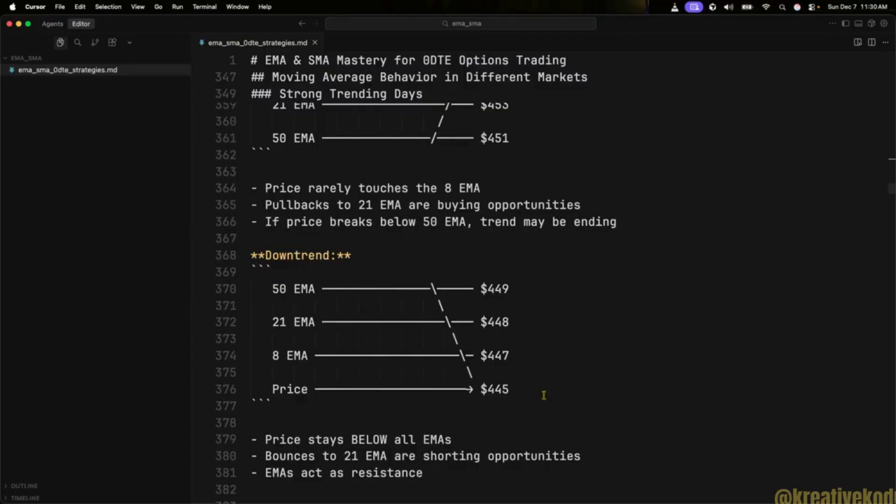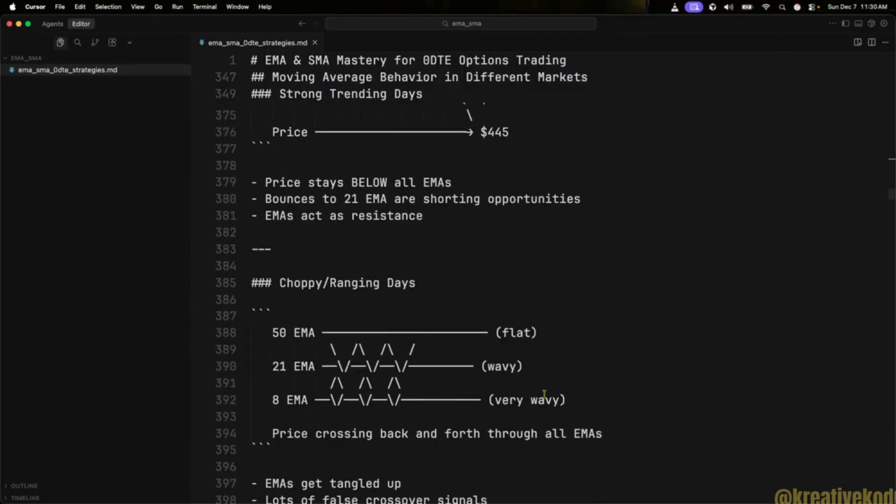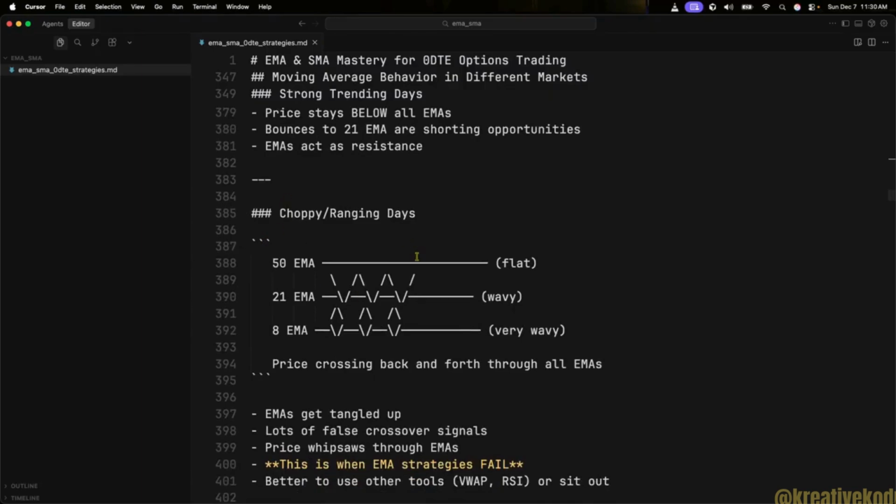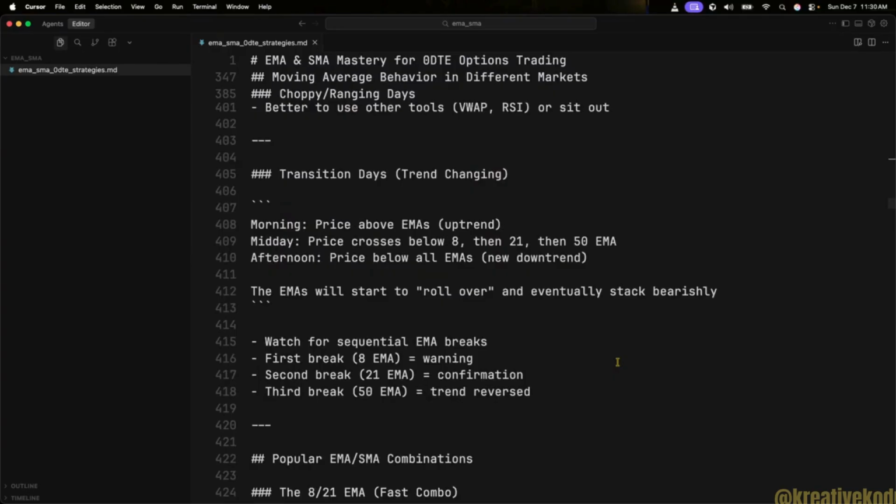A downward trend is just the inverse. Then we have an example of choppy days, where price is just going to be bouncing off support or resistance, right? And then we have the transitioning days. In the morning we have the price above all EMAs, which shows us an upward trend. Then midday, the price crosses below EMA 8, then 21, then 50. Then in the afternoon, we have price below all EMAs, so we have a downward trend. The EMAs will start to roll over and eventually stack bearishly.